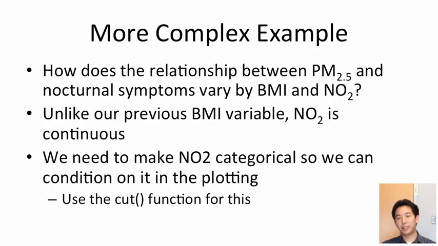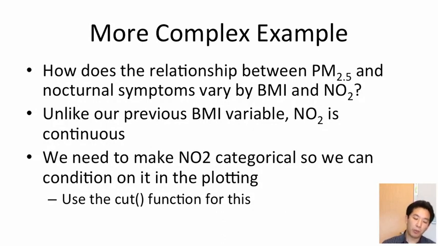So I just want to go over a slightly more complex example of adding pieces to a plot, just so you can get a sense of how the different layers are added on, and then hopefully get you going from there. Here I've made the scientific question just a little bit more complex. I want to know, how does the relationship between PM2.5 and nocturnal symptoms vary by both BMI and nitrogen dioxide, or NO2? And as NO2 or BMI values change, what does the relationship between PM2.5 and nocturnal symptoms look like?